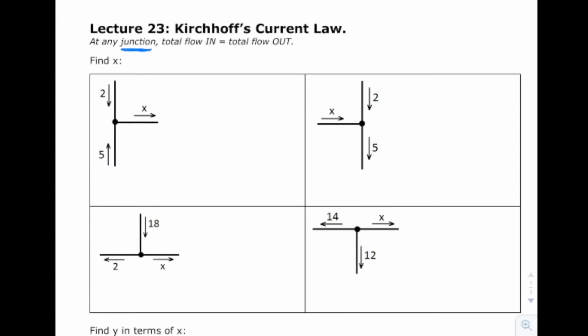At any junction, here's a junction. See where the wires come together, where you have to put a little bit of solder or whatever? That's a junction. So at any junction, the total flow, and by flow I mean current, amps, that goes into the junction has to be the same as the total flow that goes out of the junction.